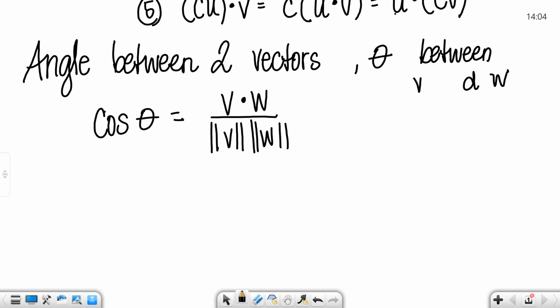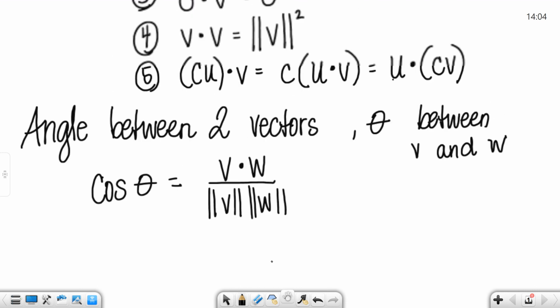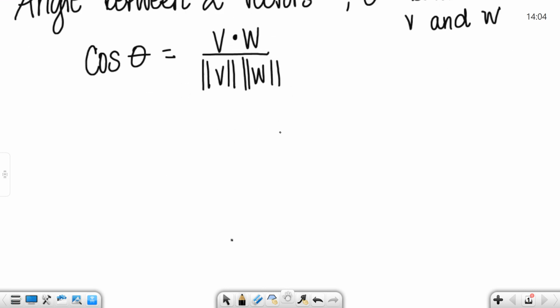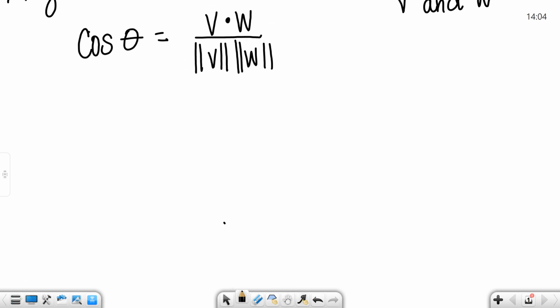I'm not sure why things keep disappearing. Okay, so theta is between V and W. So here's our little formula. The cosine of theta is found by saying V dot W, and then the denominator says magnitude of V times the magnitude of W. Up here, when I used that word magnitude, I should have said magnitude squared. Okay, so that's how we find the angle between two vectors.